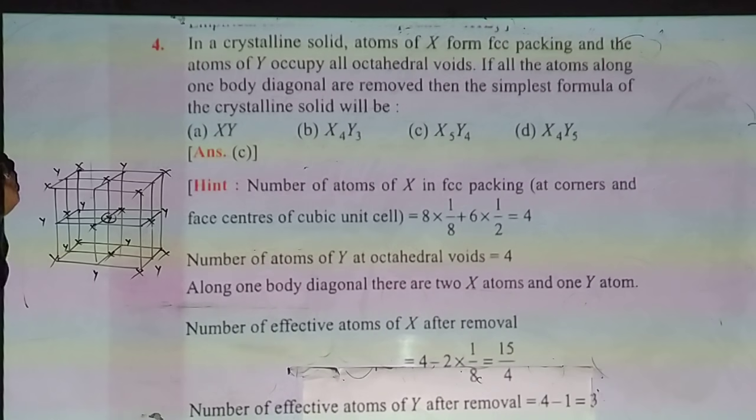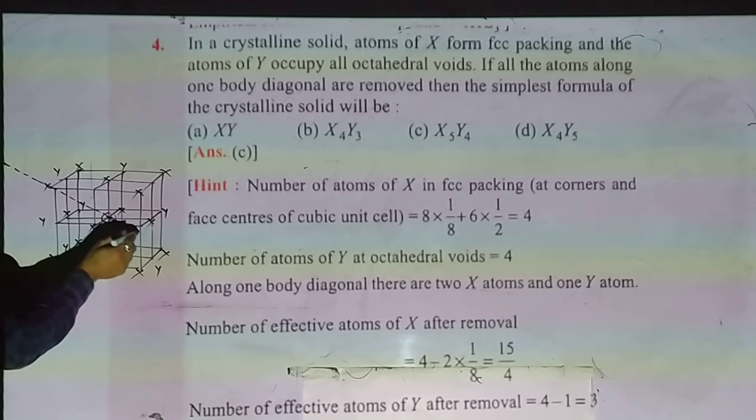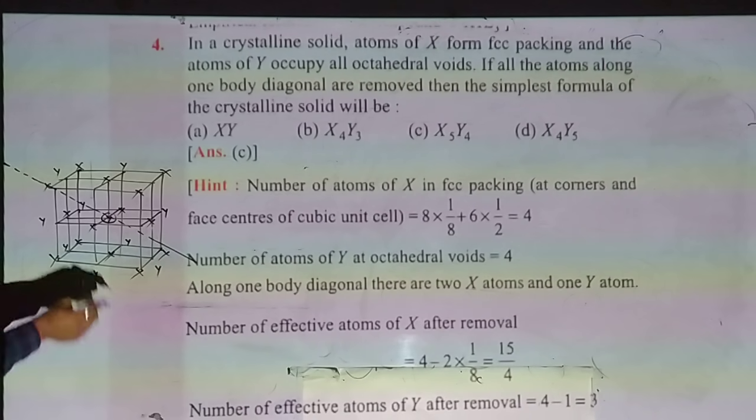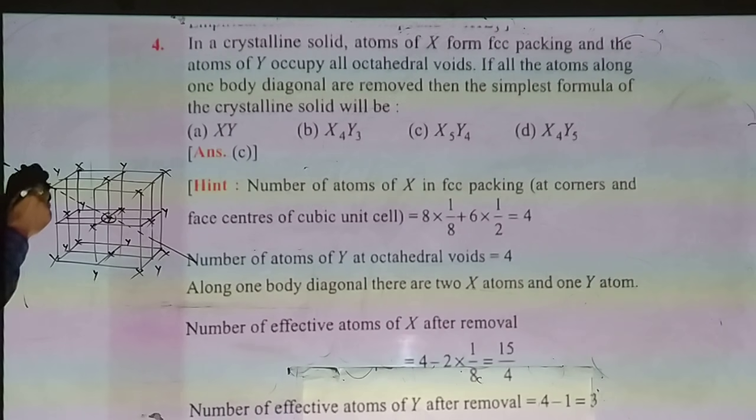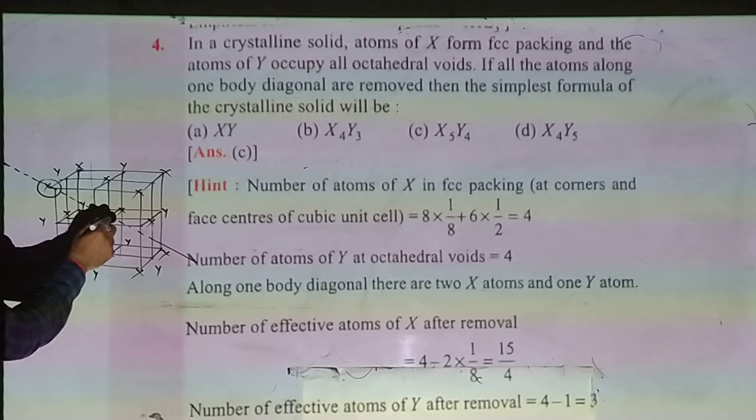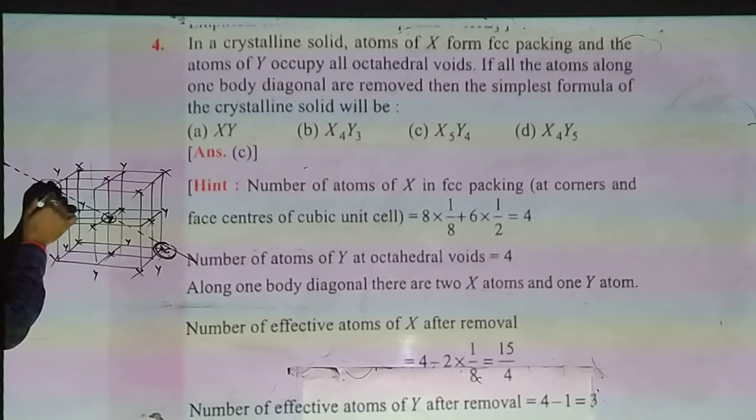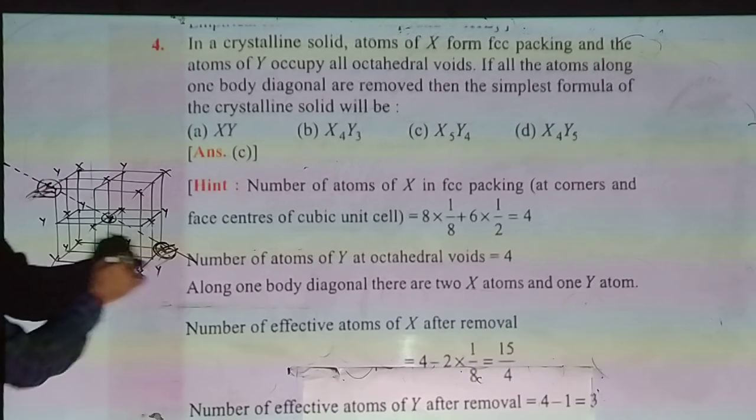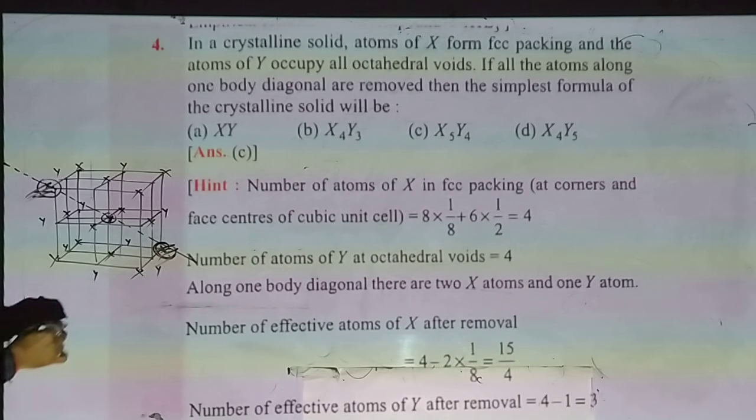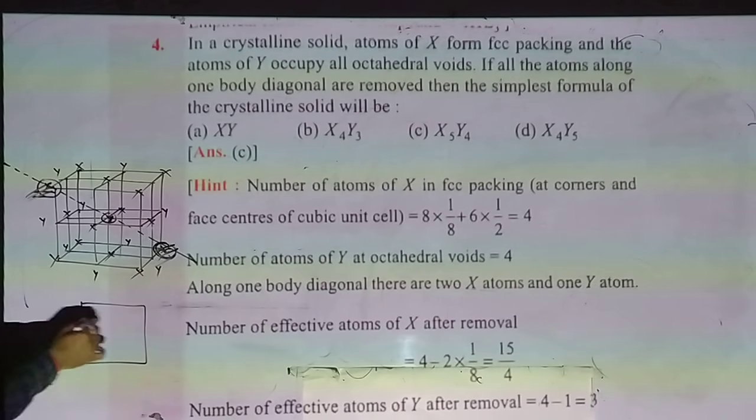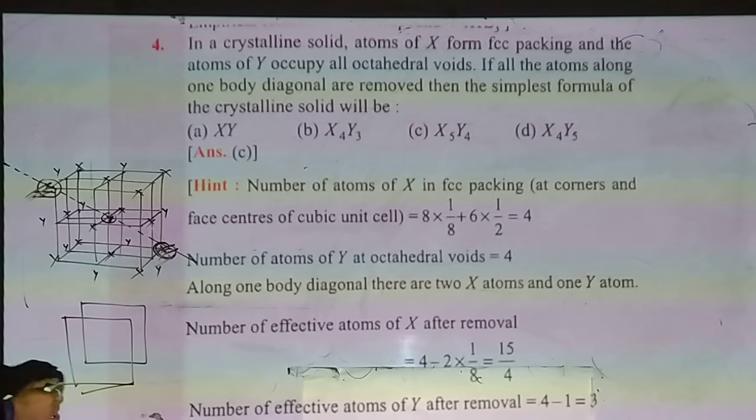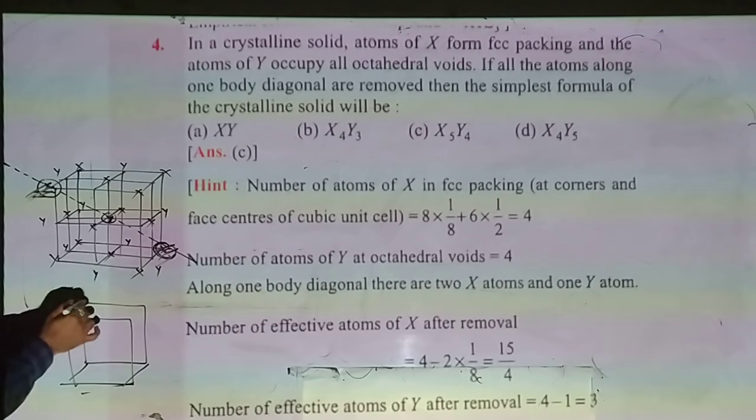Diagonal means one central line is passing throughout it. That is diagonal. So this one X and this one Y and another X will be removed. So 2X and 1Y will be removed. This is diagonal. One diagonal.